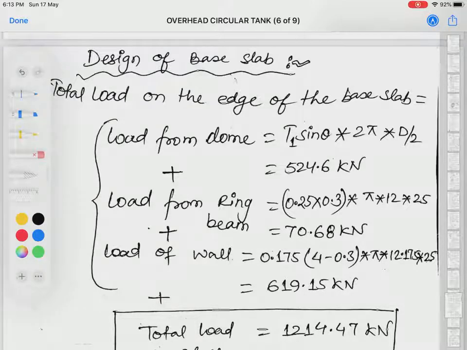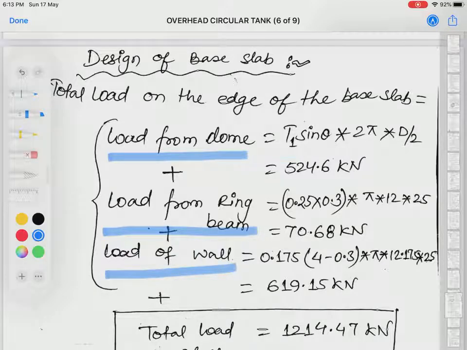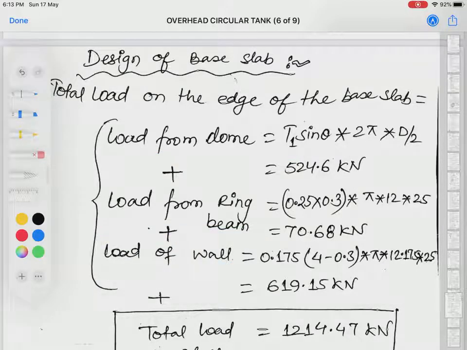So we'll remove this diagram, and as we know, on the edge of the base slab the tank wall is made. So there will be three different sources of load. The first one would be load from dome, another one would be load from ring beam, and then load from the vertical tank wall. So what would be the load from dome? Actually the dome thickness is very small, and so the self weight of the dome is ignored. So the only load which is going to come from the top dome is the vertical component of meridional force.